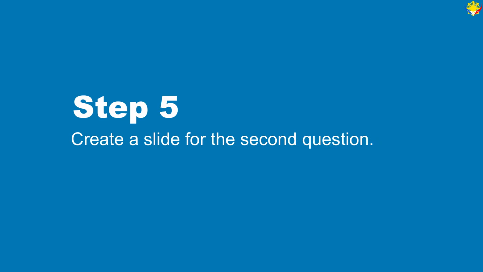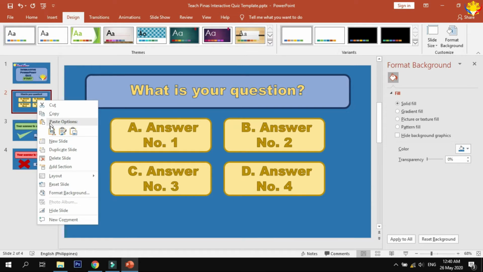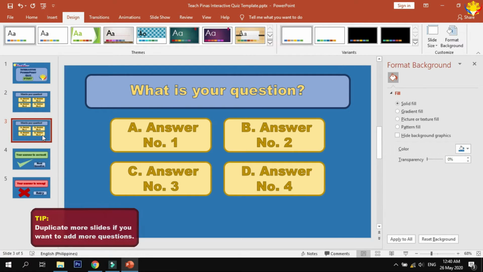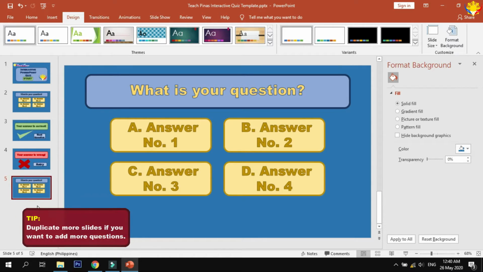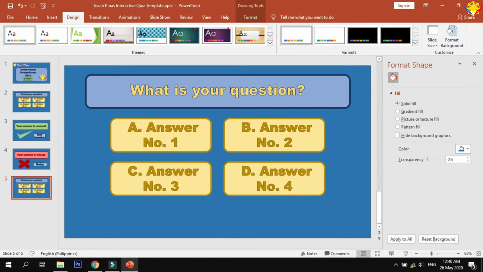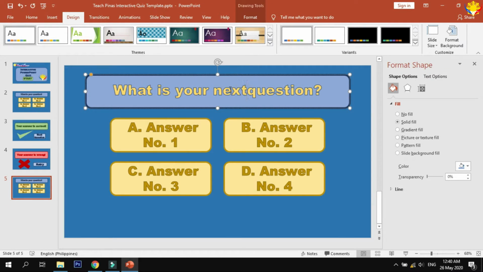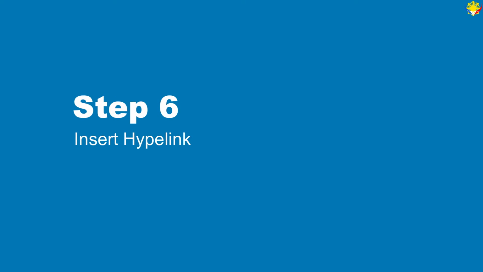Step 5. Create a slide for the second question. Create the slide for your second question by duplicating the first question slide. Drag the duplicated slide and place it at the bottom. Edit your second question.